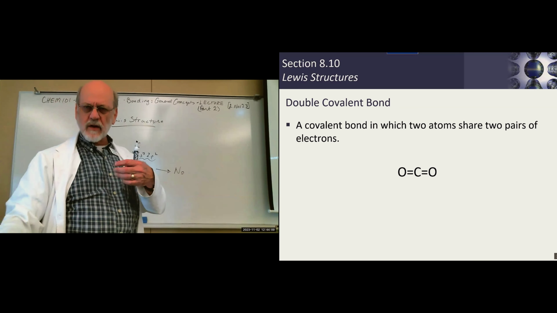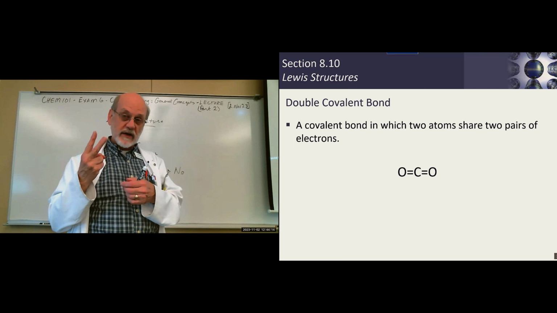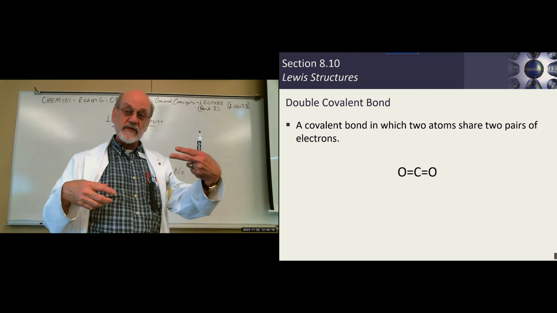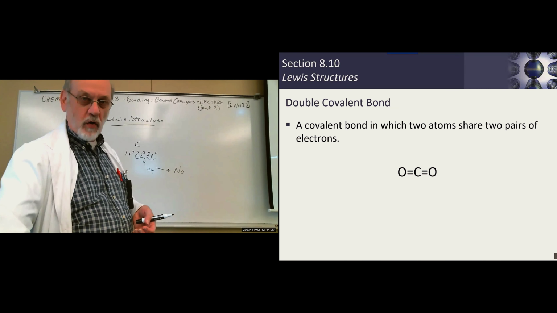And we can use a similar argument for each of the oxygens. Each oxygen only needs 2 electrons. So it gets 2 from carbon on one side and 2 from carbon on the other side. And that's how you simulate an octet for each of the atoms in a covalent bond.